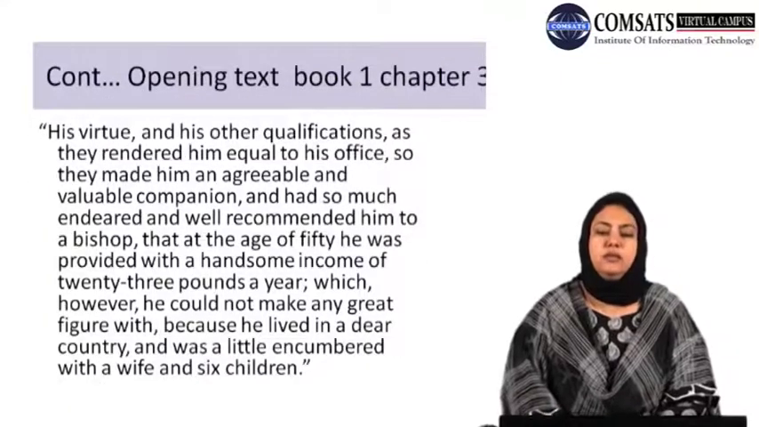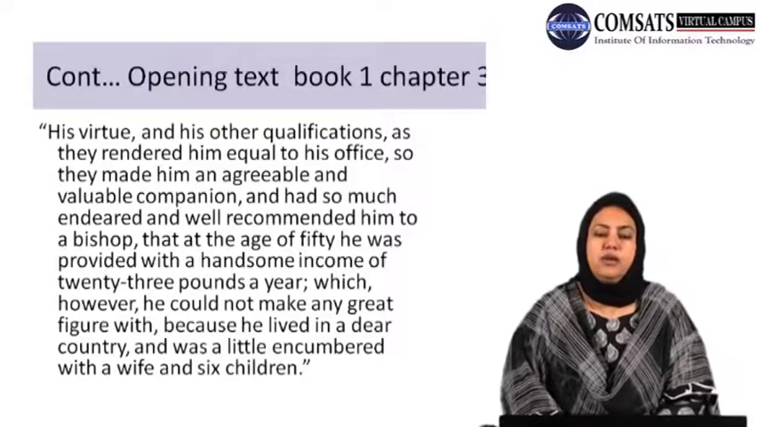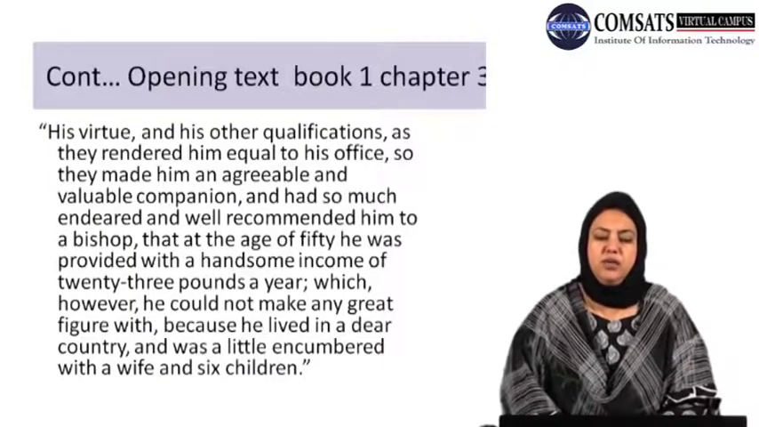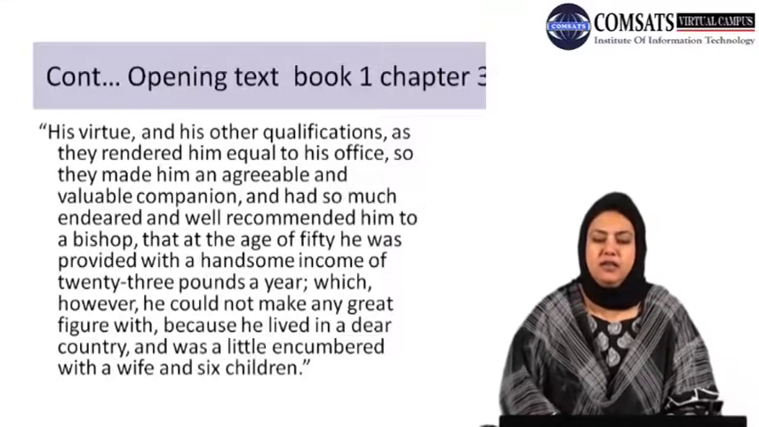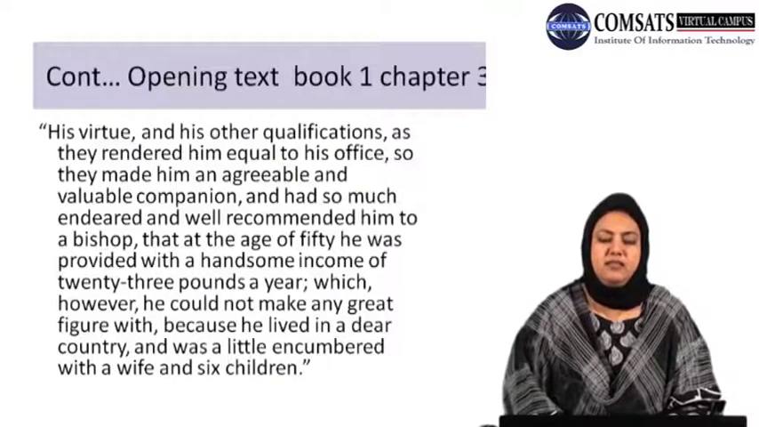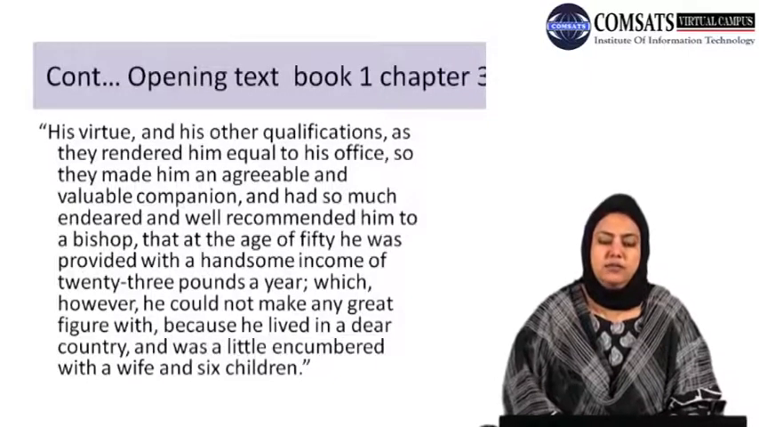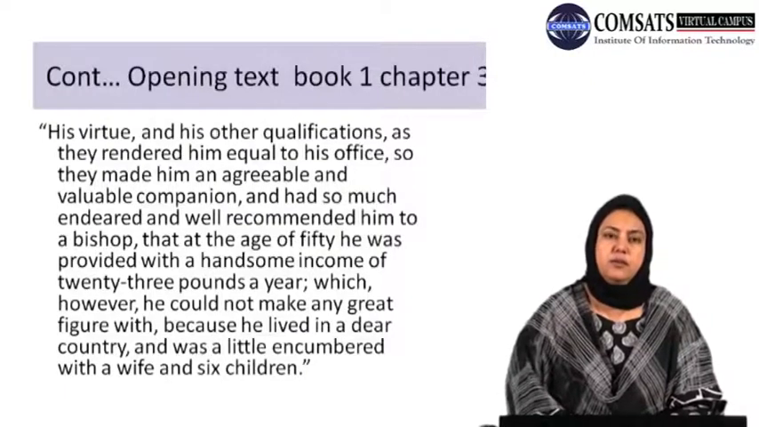Well, we continue with the text of book 1, chapter 3, and the text runs as this. His virtue and his other qualifications, as they rendered him equal to his office, so they made him an agreeable and valuable companion, and had so much endeared and well recommended him to a bishop, that at the age of 50 he was provided with a handsome income of £23 a year, which however he could not make any great figure with, because he lived in a dear country and was a little encumbered with a wife and 6 children.